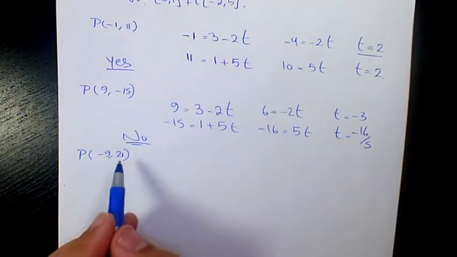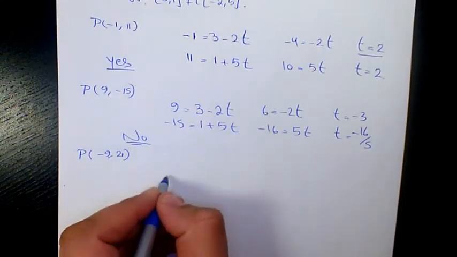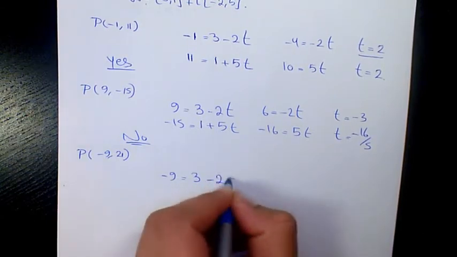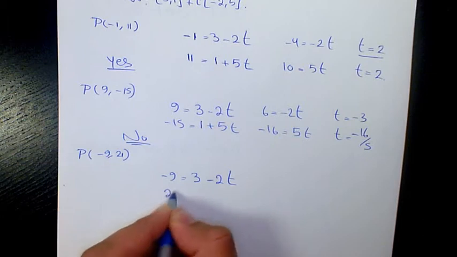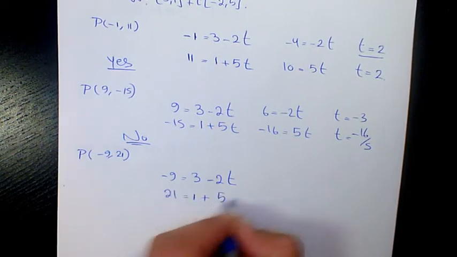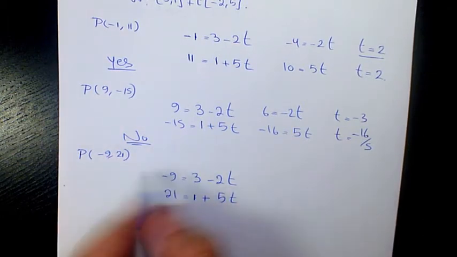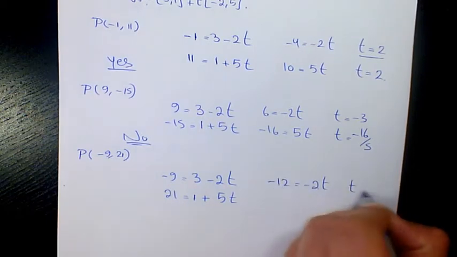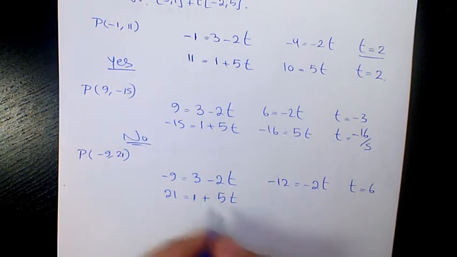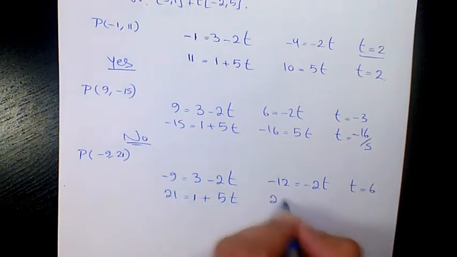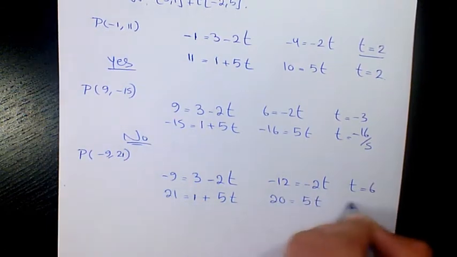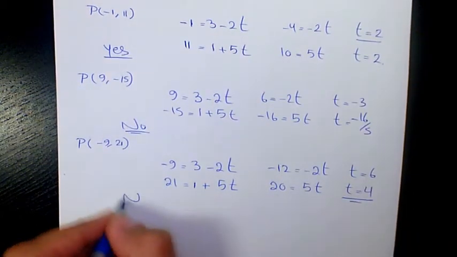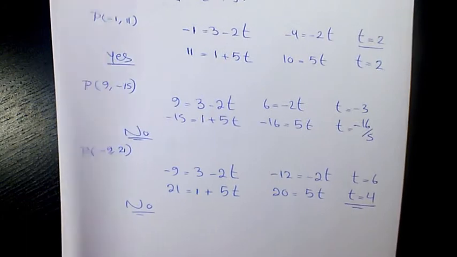Next one. (-9, 21). -9 = 3 - 2t, and 21 = 1 + 5t. So 3 goes to the other side, -12 = -2t. t is 6. And here, 1 goes there, 20 = 5t. t is going to be 4. Since they are not the same, it means that no, it is not on the line.